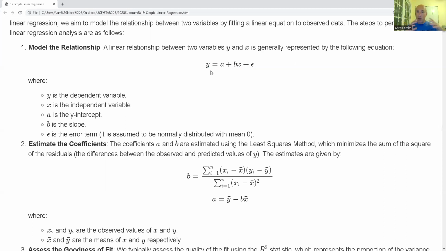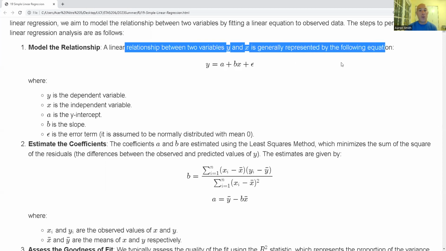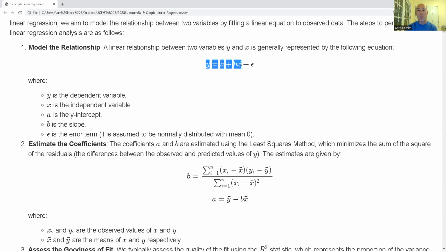Now, we're dealing with data. Data virtually never adheres strictly to the model. And so to address the aspects that our model does not account for in the data, we're going to put a little error term on there. The linear relationship between two variables x and y is generally represented with this equation: think y equals mx plus b from high school algebra, plus an error term.